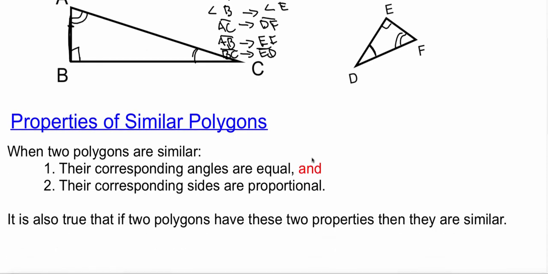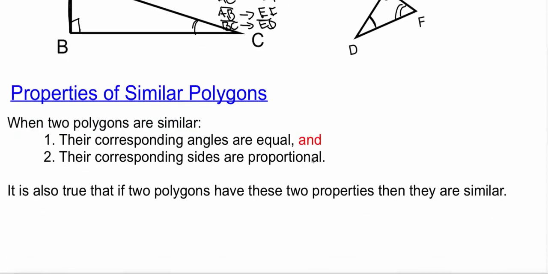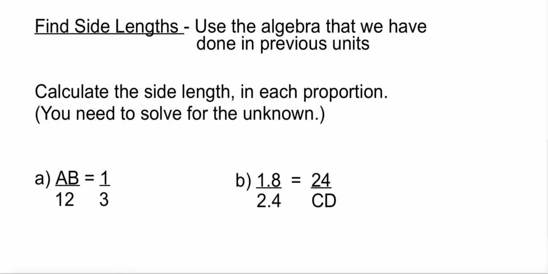So here are the key properties that you must always know for similar polygons. When two polygons are similar, once again, their corresponding angles must be equal, and their corresponding sides must be proportional. So whenever we know two polygons are similar and we're trying to find a missing side, we're either going to use proportional reasoning or we could solve algebraically. Sometimes one is simpler than the other. We're going to look at 2 examples here.